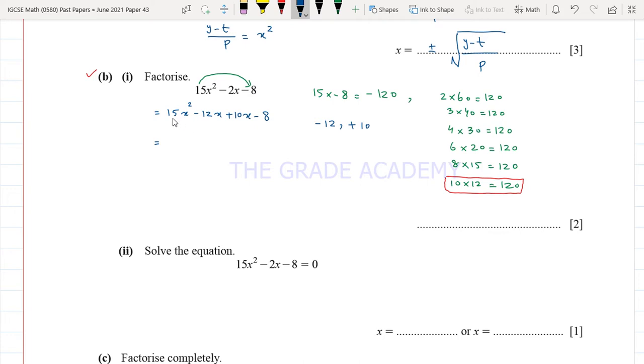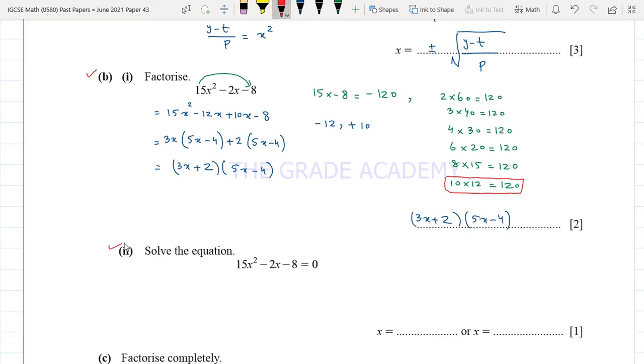We will see what is common in the terms so that we can factor it out. In 15x squared and 12x, the common factor is 3x. If we take 3x common from here, we get 5x minus 4. Similarly, in the terms 10x and 8, if the common is 2, we will get 5x minus 4. So we can write in factor form as 3x plus 2 times 5x minus 4. These are the factors of 15x squared minus 2x minus 8. So the factorization of 15x squared minus 2x minus 8 is 3x plus 2 times 5x minus 4.